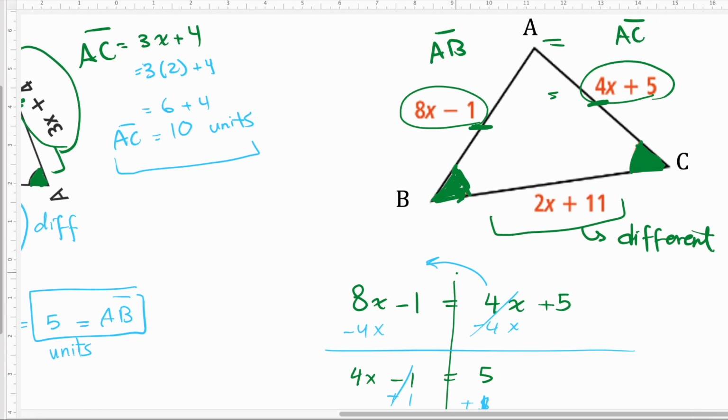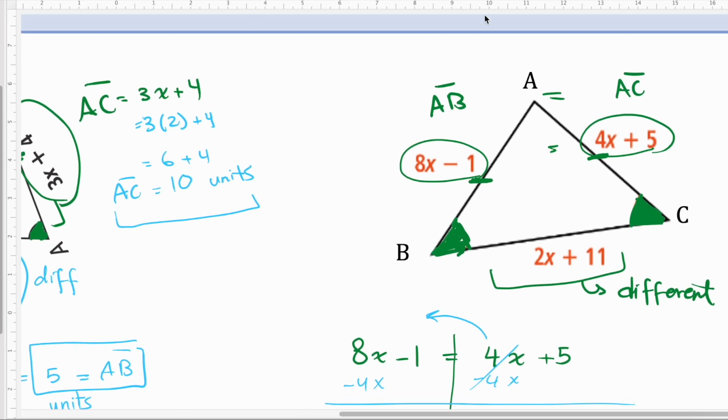That's not the value of the side. How can I find the side? You will go to every side, and instead of x, substitute 1.5. Okay, so let's evaluate this. 4 times 1.5 is going to be 6, plus 5 is 11 units. That's the value of AC, the side AC.